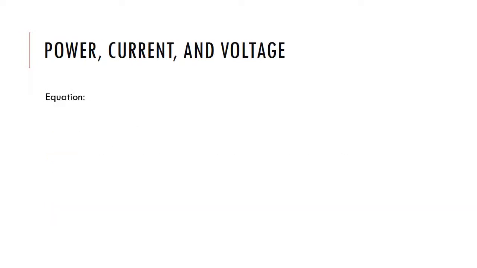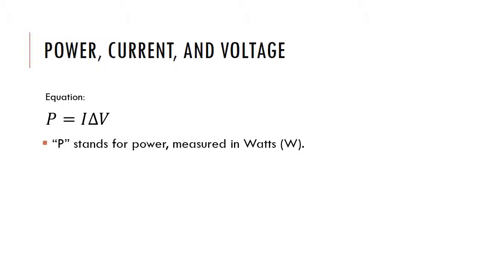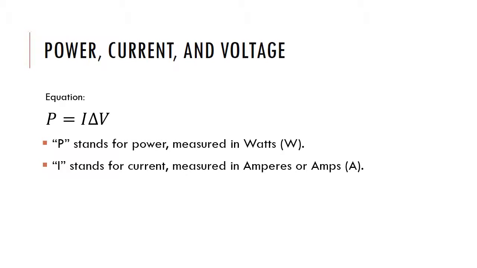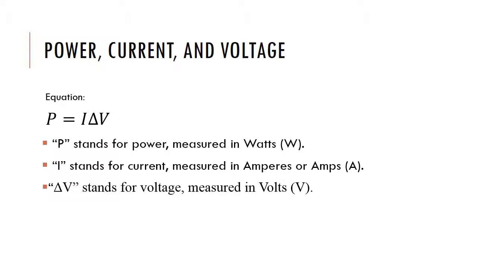The equation relating power, current, and voltage is P equals IV. So the P stands for power, measured in watts, just like it always has been. The I stands for current, measured in amps again, and V is voltage, measured in volts. Named after Volta, who did a lot of work with electrical stuff.